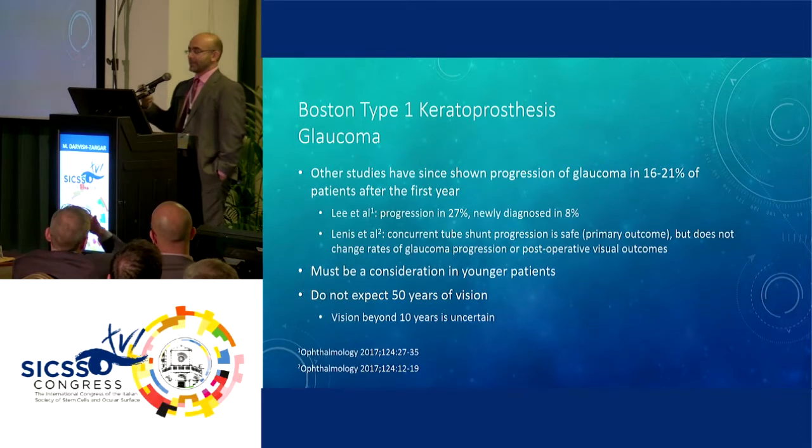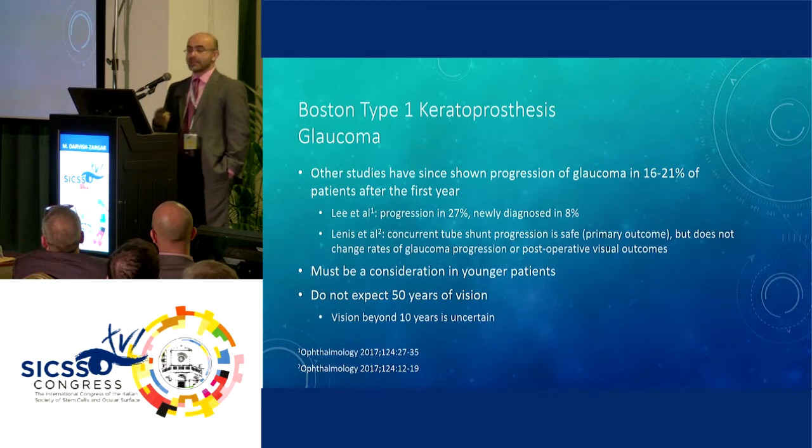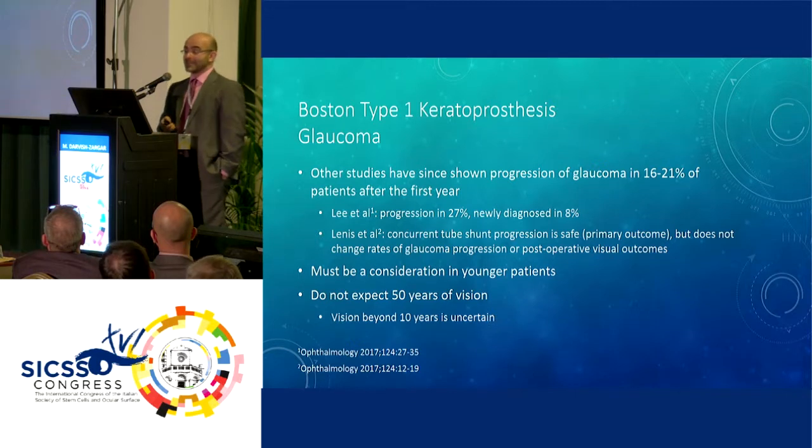So as we've looked at, other studies have looked, glaucoma progressed in about 16 to 21% of the patients, depending on what study you believe in. And 2 studies from 2017 showed progression in 27%, newly diagnosed in 8%. So this is, you put in the K-Pro and you're getting progression of glaucoma.